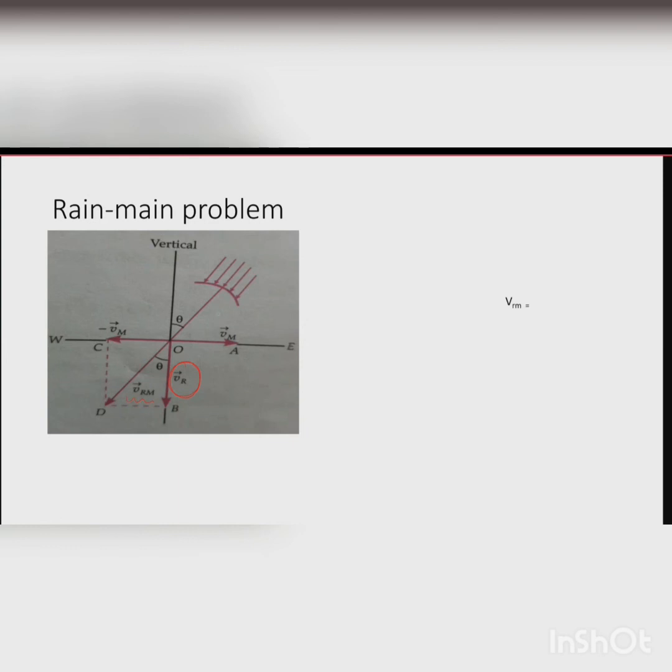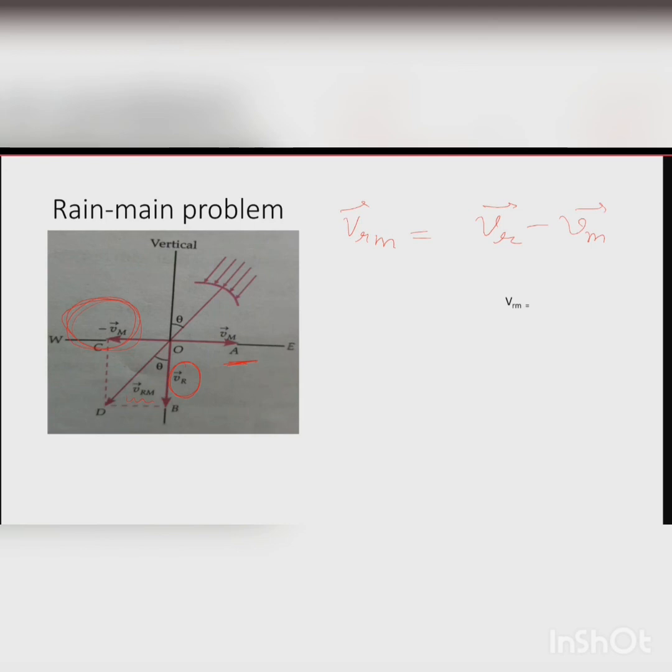So the man is moving forward, rain is falling downward. If I want to find out the velocity of rain with respect to man, what do I do? The velocity of rain with respect to man would be the velocity of rain minus the velocity of man. Okay? So what I've done, the man was moving forward, so I have taken the negative of his velocity, minus Vm, and then superimposed.